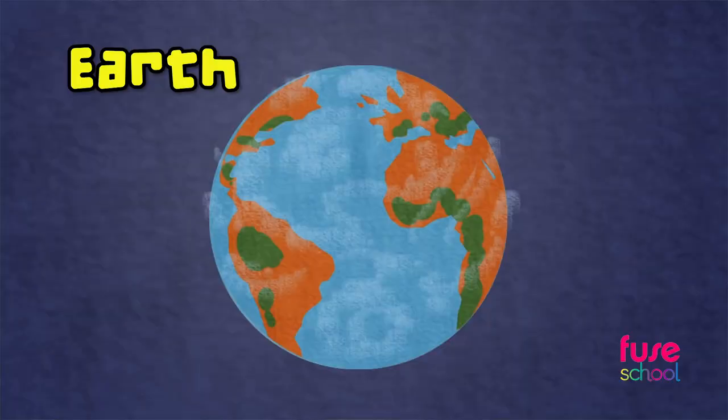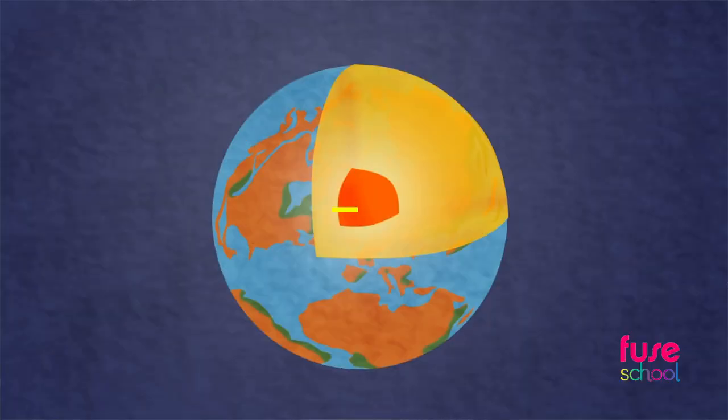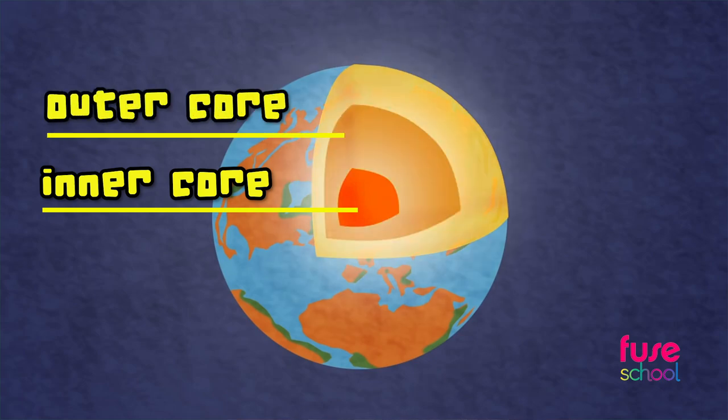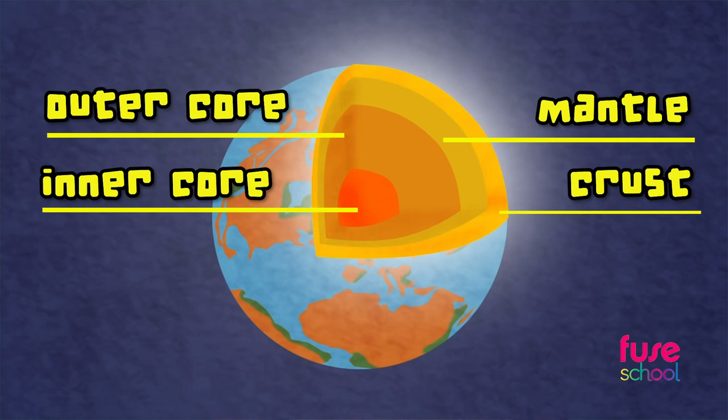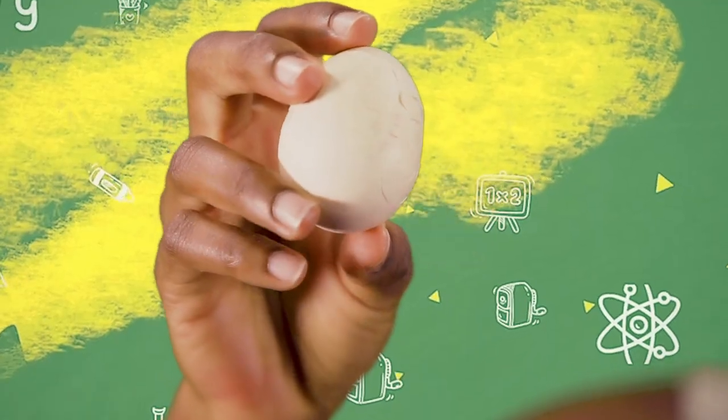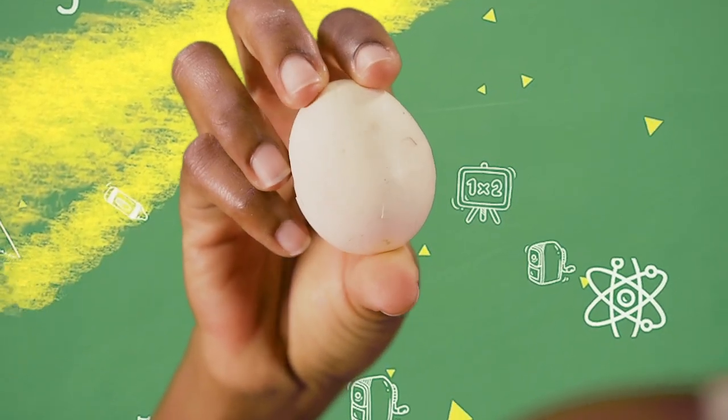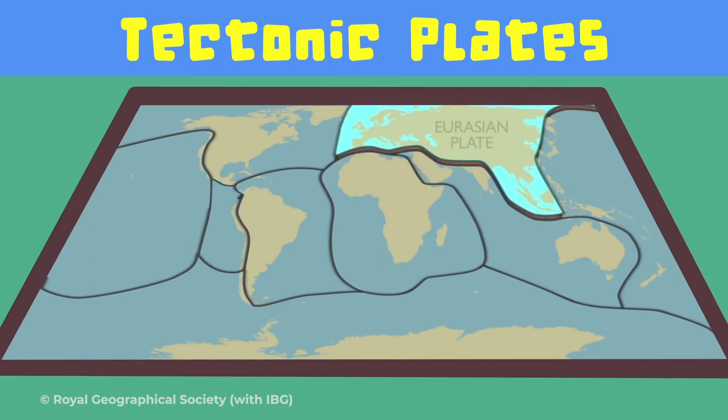Planet Earth is actually made of four distinct layers: the inner core, the outer core, the mantle, and the crust. Each layer has different thicknesses and is composed of different materials. Let's talk about the crust though. Unlike the bread's crust, the Earth's crust is not one piece. Look, if I smash my egg, it breaks into pieces. The Earth's crust is like that too.